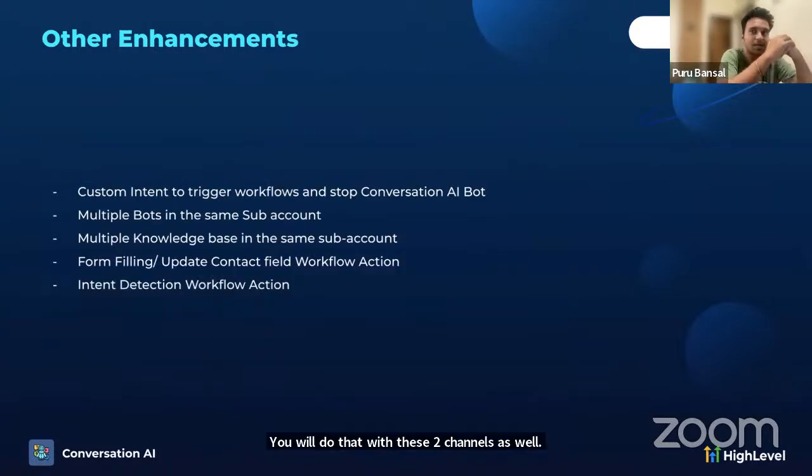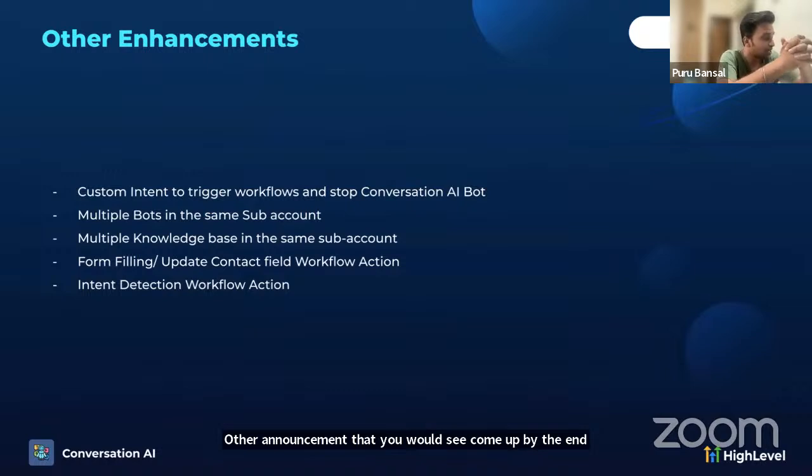Other enhancements that you would see come up by the end of September is custom intent to trigger workflows and stop conversation AI bot. So these are essentially agent handovers that you can define when you would want the bot to hand over a conversation to an agent. And in our case, the agent we are currently defining as a workflow so that we're able to set up tasks, notes, and change AI bot status using workflows itself.